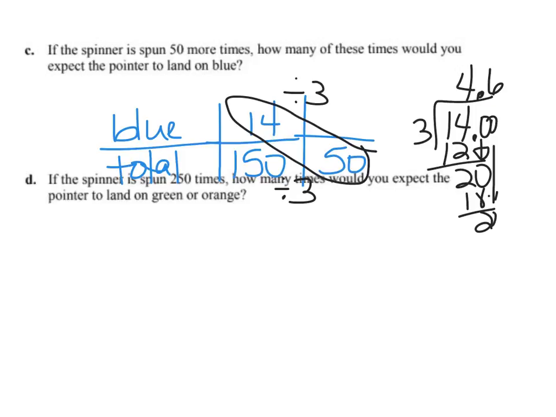Is that a repeating decimal? Okay, so it says about how many times are you expected? So that means, is it 4.6 repeating? Can we write that? No. So then it would be about how many times? 5 times. So this would be our answer. So out of 50, if they spin 50 more, then we can expect the spinner to land on blue 5 more times.